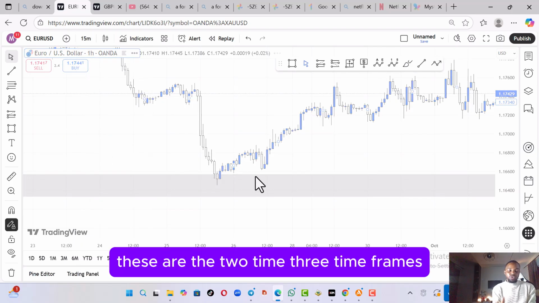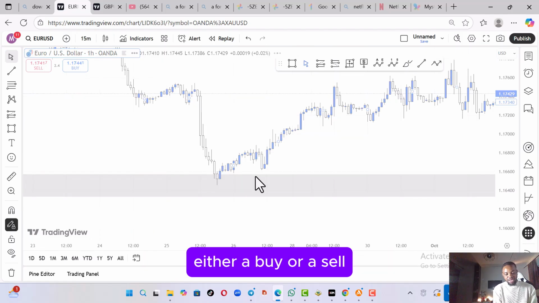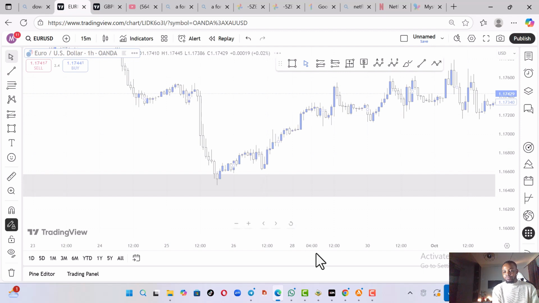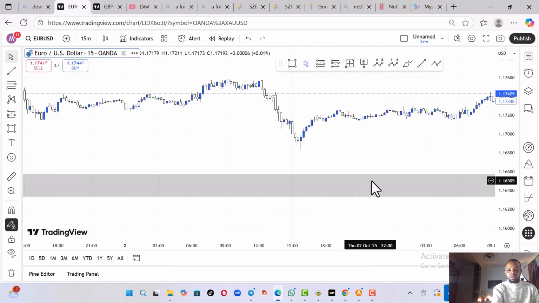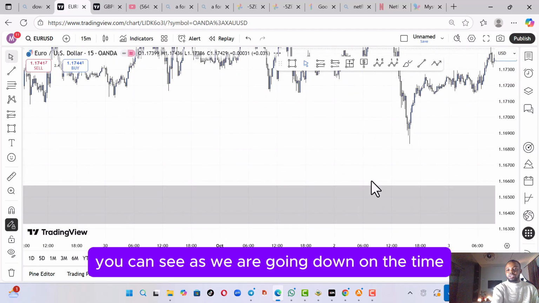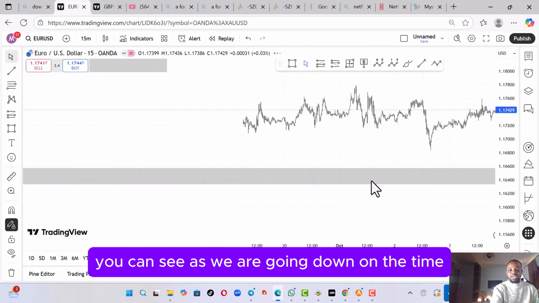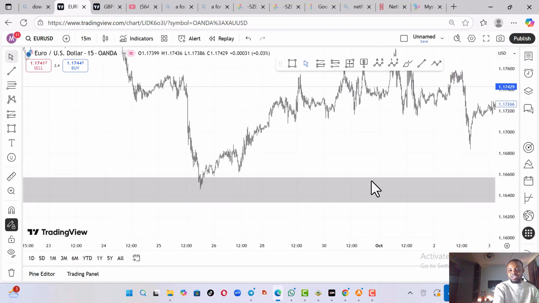These are the three time frames where I check for confirmation before I actually take a position, either a buy or a sell. So we are here on the 15 minutes. So I'm going to try. You can see as we are going down in time, we are having more candles. Crazy, right?